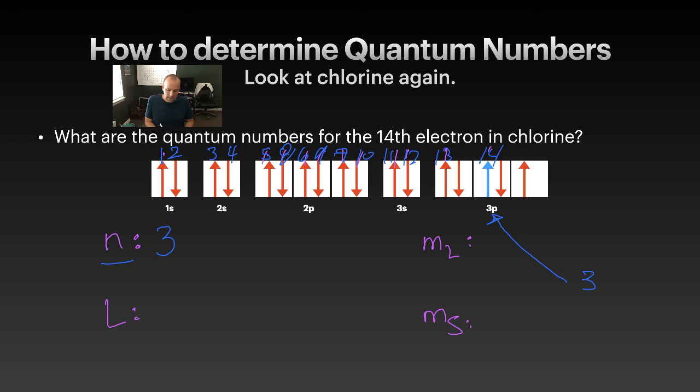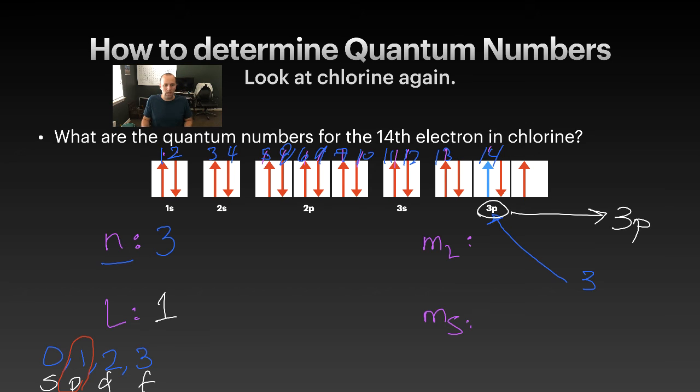For l, you have options. l can be 0, 1, 2, or 3, depending upon whether it's in an s, p, d, or f. In the case of the 14th electron, it is in 3p. So that means that p, right here, down in the lower left, the corresponding l number is 1. So I'm going to write 1 for l because it's in a p. If it was in 3s, I would have written 0.